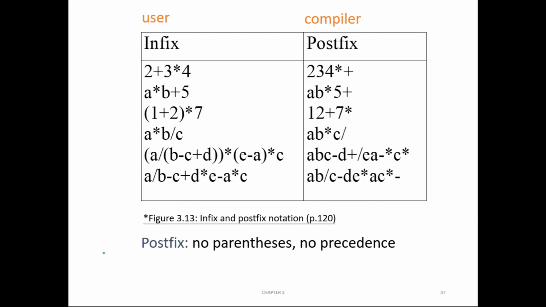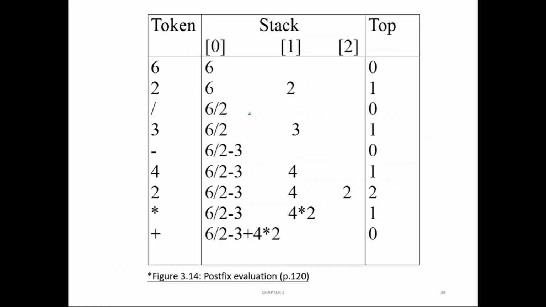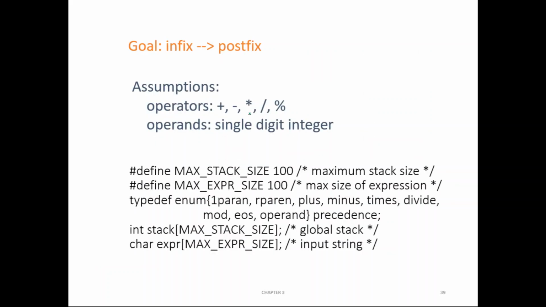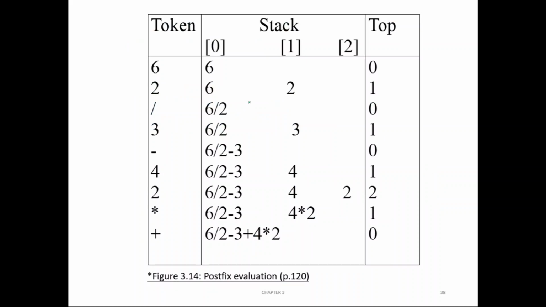So given a postfix expression, how can it be evaluated? Let us assume there is a postfix expression like this: 6 2 slash 3 minus 4 2 star plus. This is the postfix expression, and the equivalent infix expression is this: 6 by 2 minus 3 plus 4 into 2.